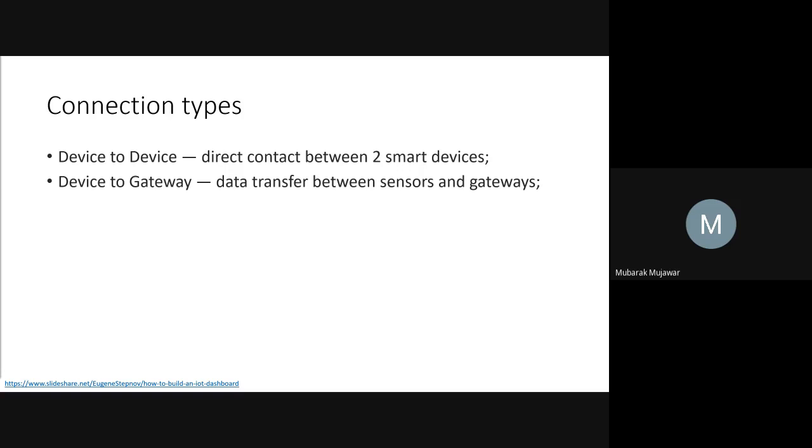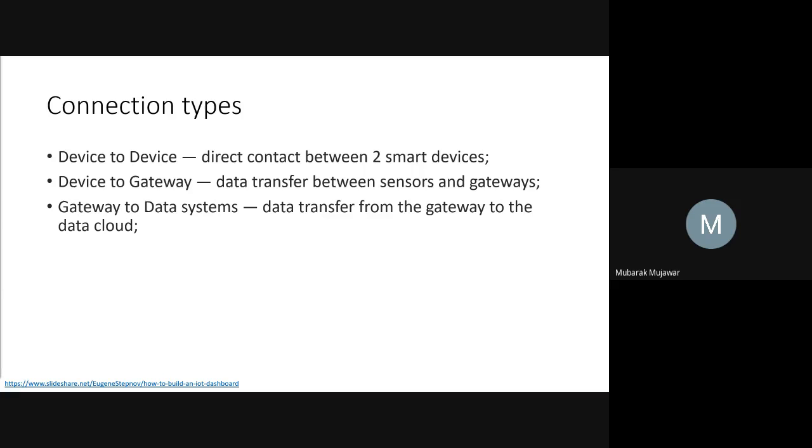We have some connection types which we often use for IoT dashboards. The first one is device to device communication. Maybe I can quickly put it over here. We can use device to device so that there is direct contact between two smart devices, two sensors, or two IoT nodes. We can also go for a device to gateway connection. The next one is gateway to data systems, and that data transfer from the gateway to the data system may happen from the gateway to the data cloud.